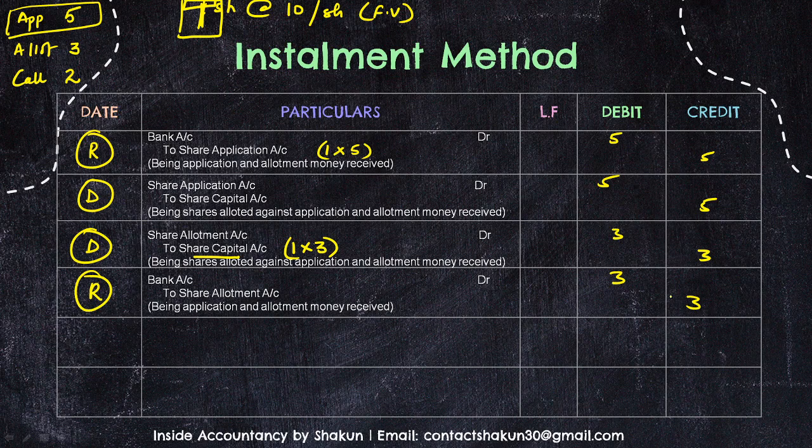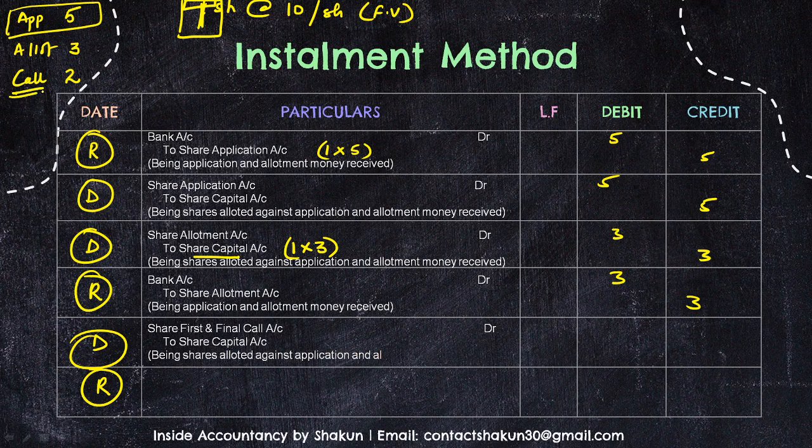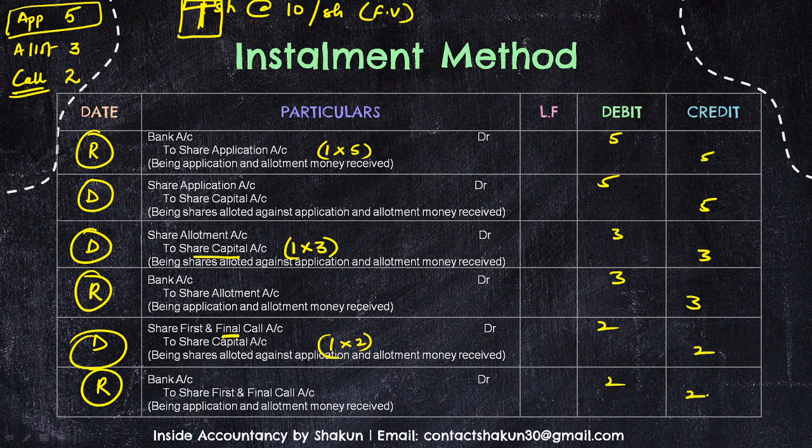in the next entry. Again, in case of calls also, first I'll make it due and then I'm going to receive it. So share first and final call. Since I've taken just one call here, I've used the word final here. Share first and final call account DR to share capital, and then bank to share first and final call account. The call was at the rate of 2, so 1 into 2, 2 rupees will be your call, which will be due and which will be received.